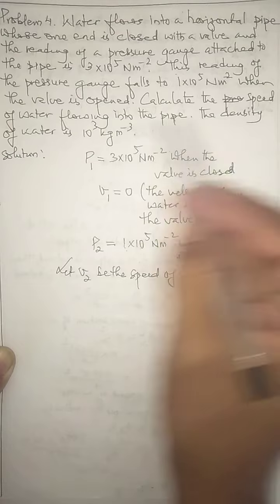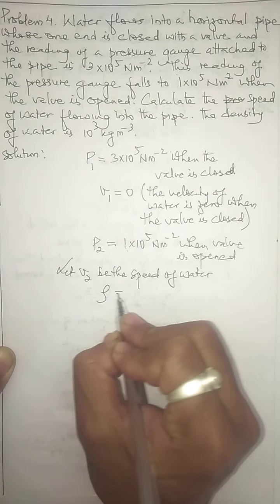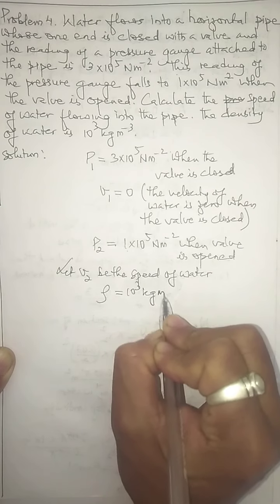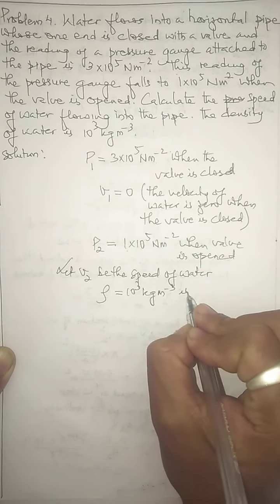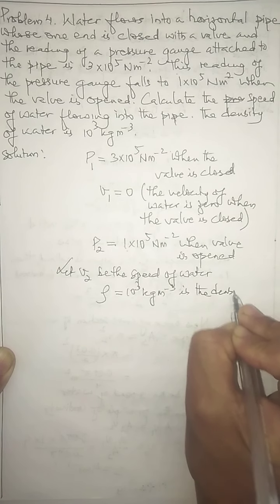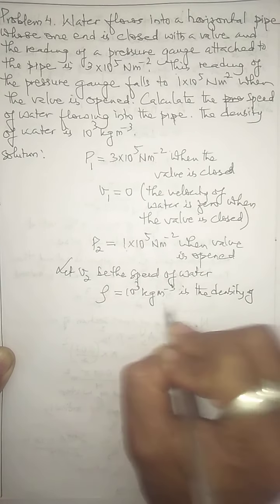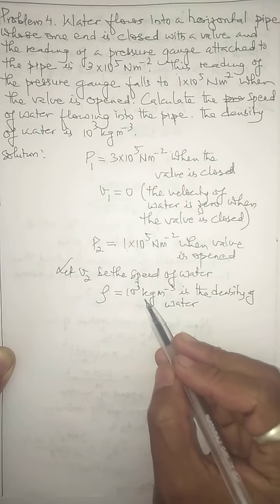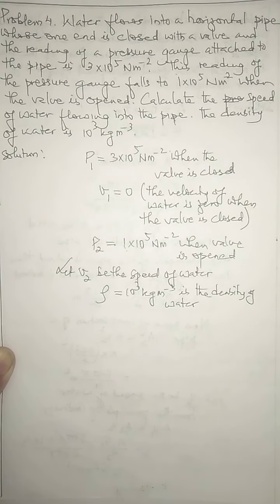And in this question the density of water is given, meaning rho is given as 10 to the power 3 kg per meter cube. So this 10 to the power 3 kg per meter cube is the density of water. Now in order to calculate this v2, when we have different pressures and the density is given, we use Bernoulli's theorem.